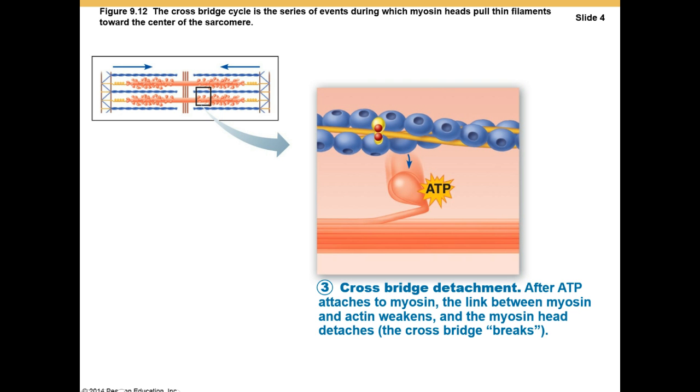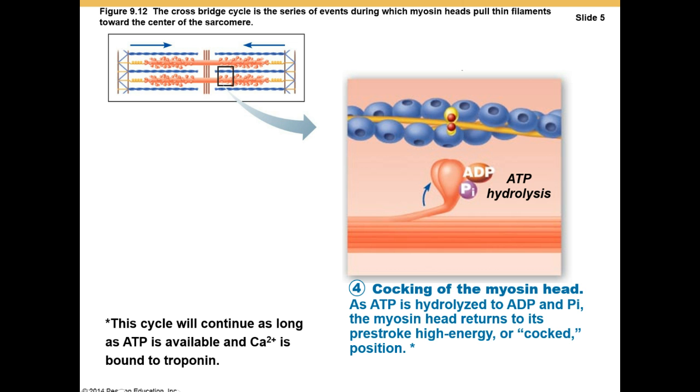Then we add another ATP to the myosin head, and that breaks the myosin head off of the actin, off of the thin filament. When it hydrolyzes that ATP, it moves back once again to that ready position, to that cocked position, and as long as those binding sites on actin are still available, we're going to keep on getting this cross bridge formation, power stroke, and we're just going to keep on going. So this entire cycle will continue as long as you have plenty of ATP available and as long as calcium remains bound to troponin.